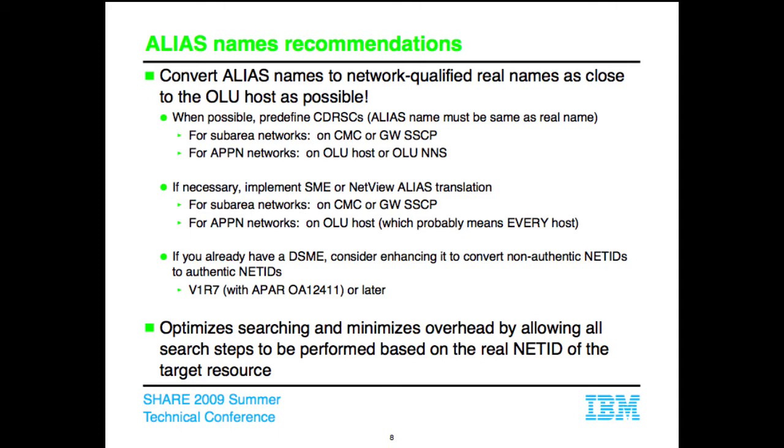If you translate the name to a real name as close to the OLU as possible, that gives more nodes the ability to search using the network qualified name, which means choosing network specific adjacent cluster and adjacent SSCP tables rather than using default tables, which may search further than we really want to. All right? Again, you do it on the CMC if it's possible for alias translation. And if necessary, you would have to predefine things, for example, on the OLU host also.